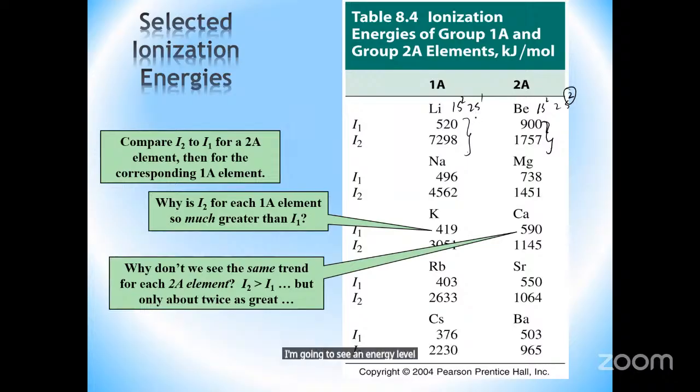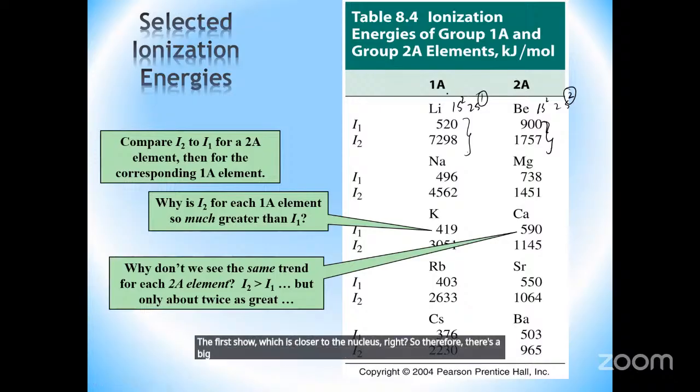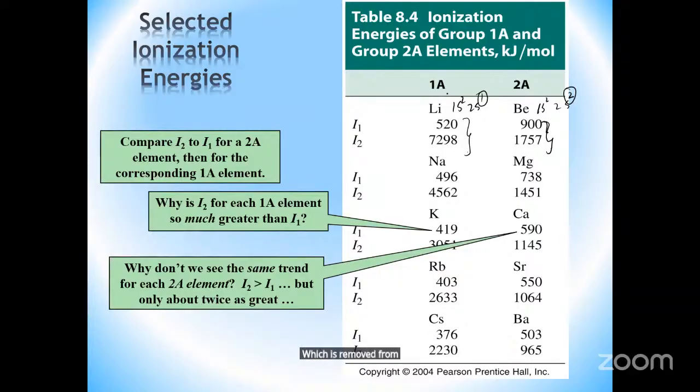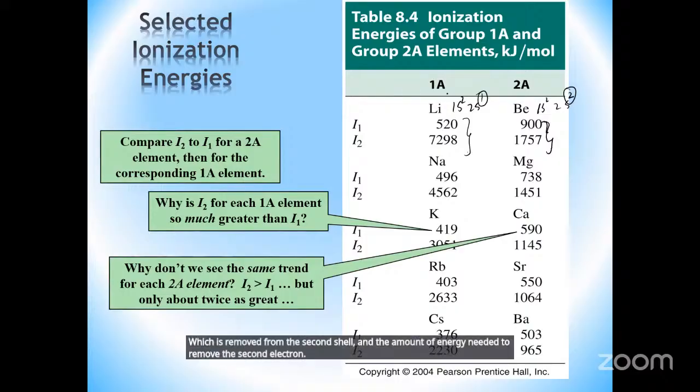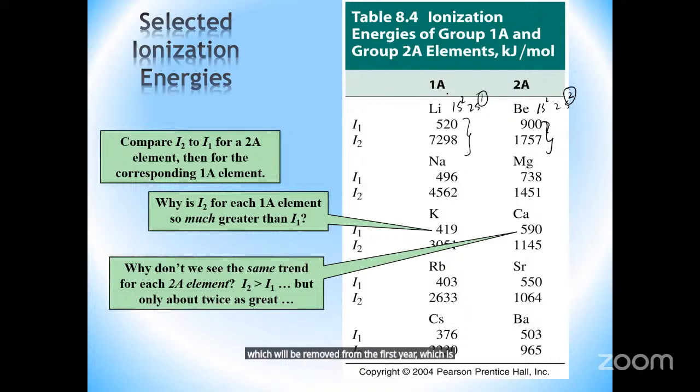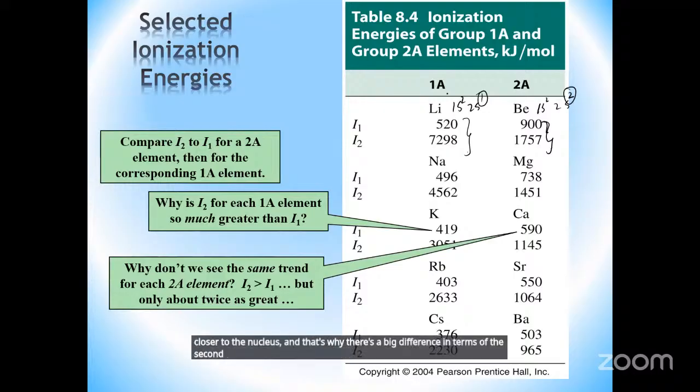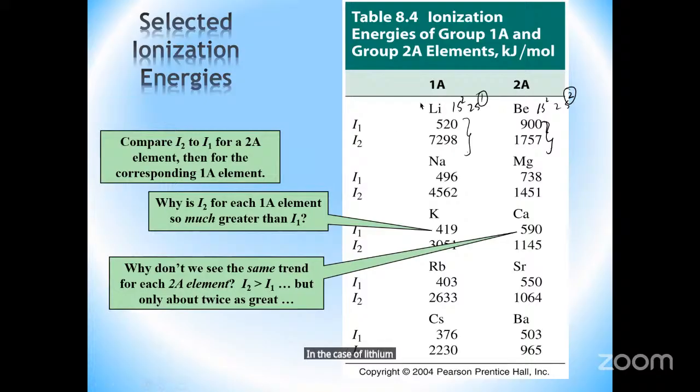In the case, however, of lithium, the first electron will be removed from the second shell, and then the next electron will be removed from the first shell, which is closer to the nucleus, right? So therefore, there's a big disparity between the amount of energy needed to remove the first electron, which is removed from the second shell, and the amount of energy needed to remove the second electron, which will be removed from the first shell, which is significantly closer to the nucleus. So that's why there's a big difference in terms of the first and second ionization energies in the case of lithium compared to that difference in the case of beryllium.